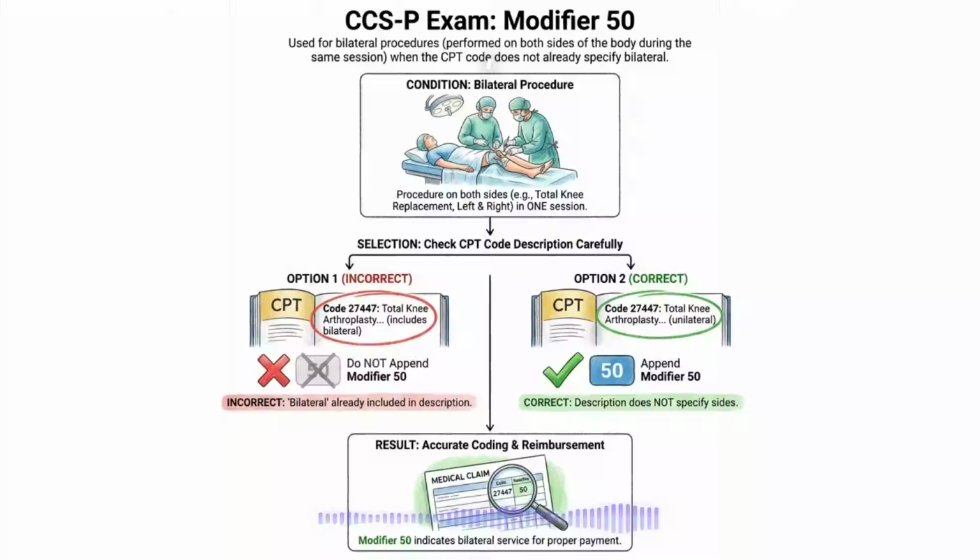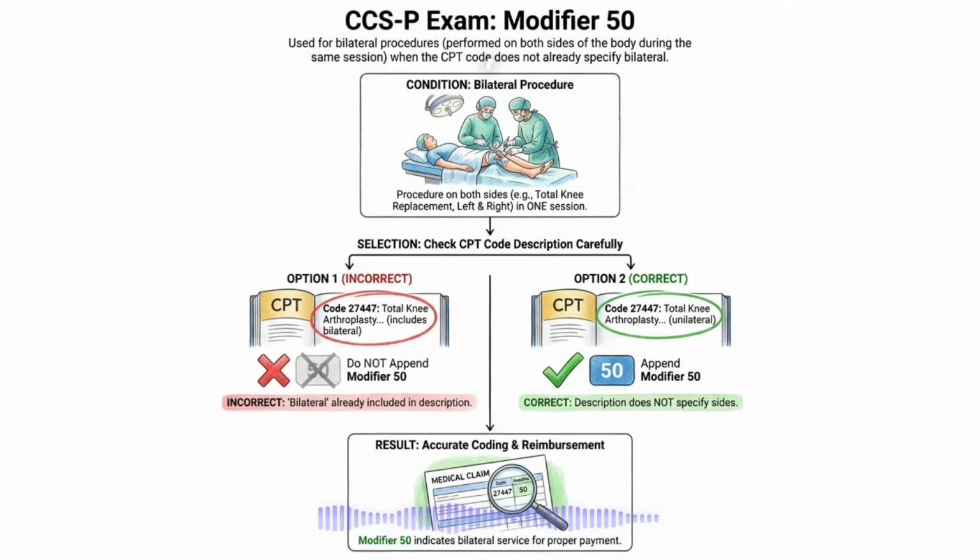Modifiers are also used to indicate anatomy, such as Modifier 50, which is used for bilateral procedures. A bilateral procedure is one that is performed on both sides of the body during the exact same operative session, like replacing both knee joints at the same time.